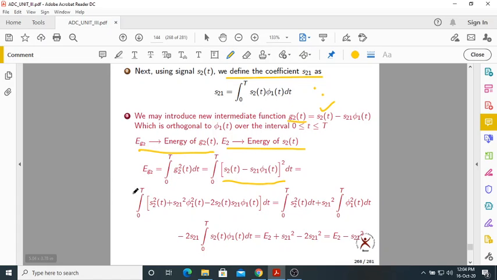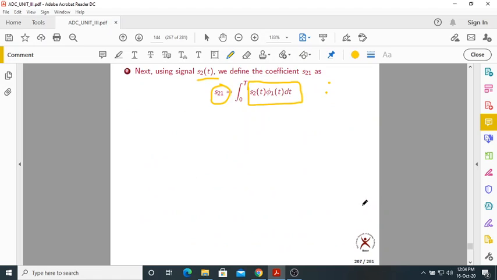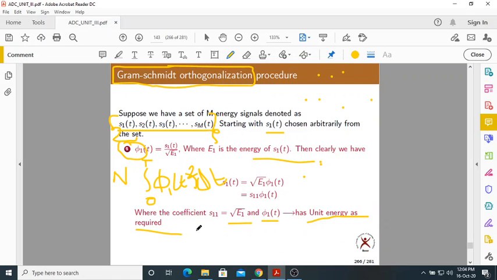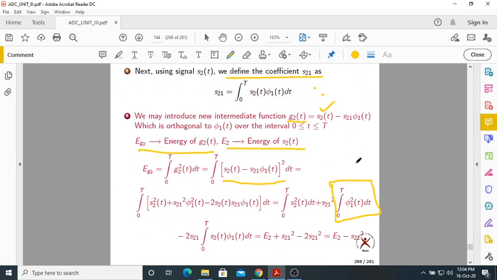So you do separate integrations. Integration 0 to T S2 of t whole square dt. What is this? E2, energy of S2 of t. Eg2 is the energy of g2 of t, and E2 is the energy of S2 of t. Please note the difference. Now S21 is a constant, because it is a coefficient. Take it outside: S21 whole square. What is integration 0 to T phi 1 of t whole square dt? It is the energy of phi 1 of t. Obviously it should be 1. So this will be 1.